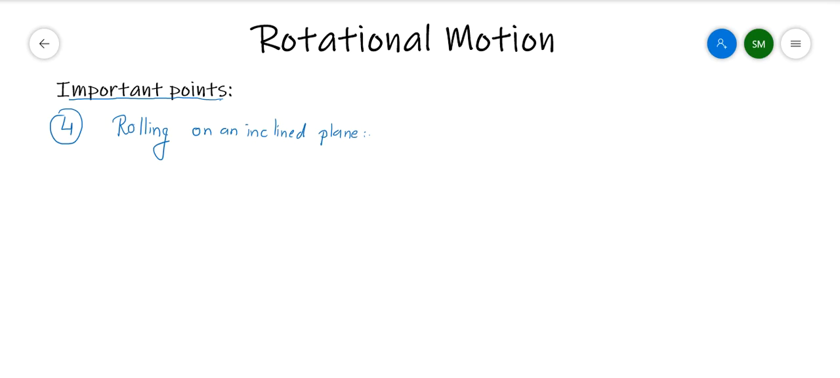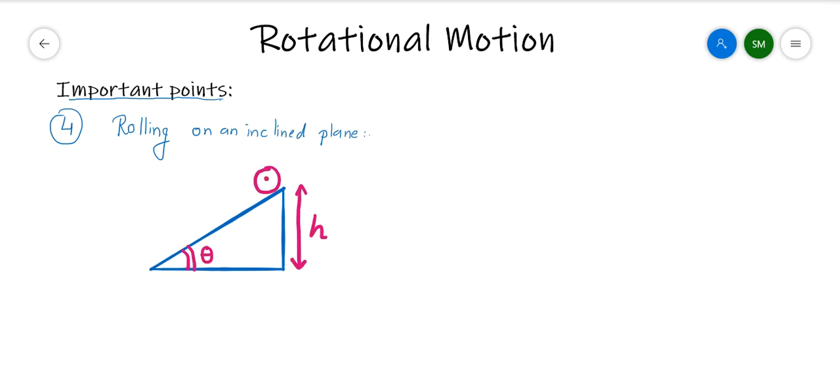Let's suppose there is an inclined plane like this. In this inclined plane, the angle of inclination, this is known as the angle of inclination, is theta. On this inclined plane, there is one round object kept on the top. The height of this inclined plane is h, and this object is released from here. It is released from the top surface.